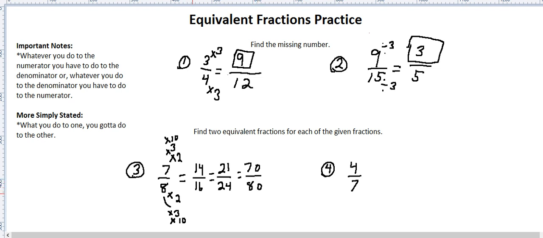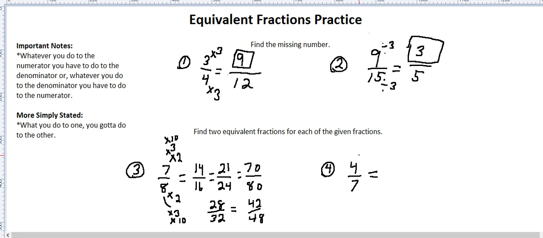Okay, and here I'm just going to write a few others. 28 over 32 would work. 42 over 48 would work. These are just a few different options you could have had. So any of these are correct, but the list would go on and on, all the different fractions you could write that are equivalent. All right, so moving to number 4.